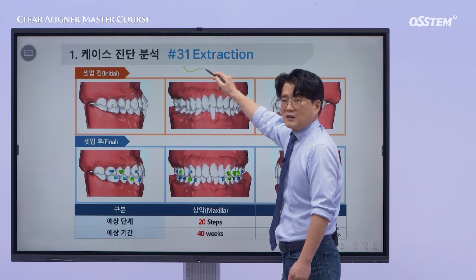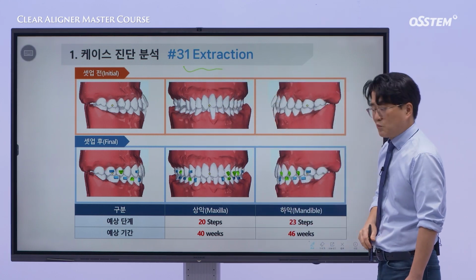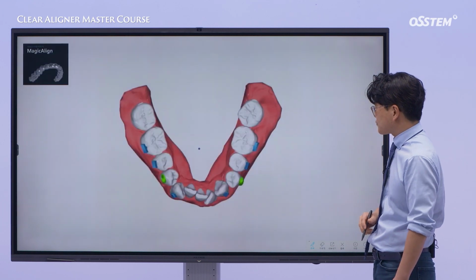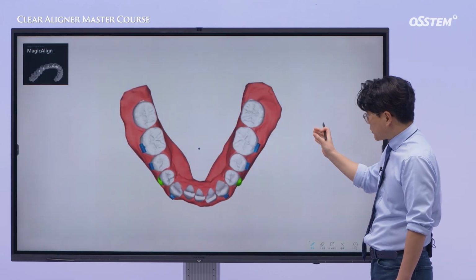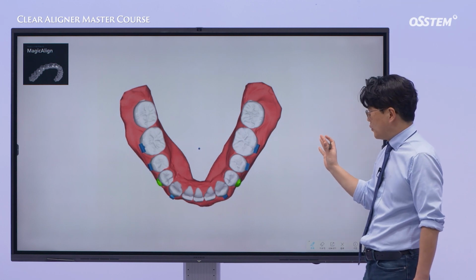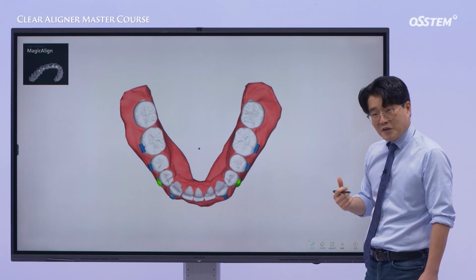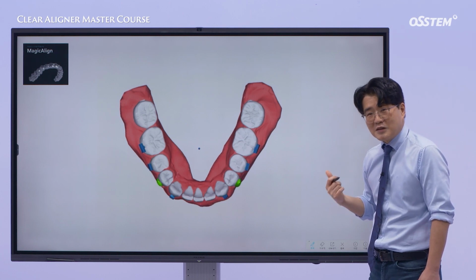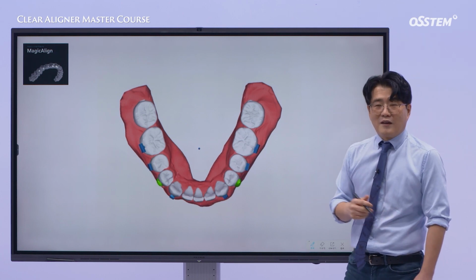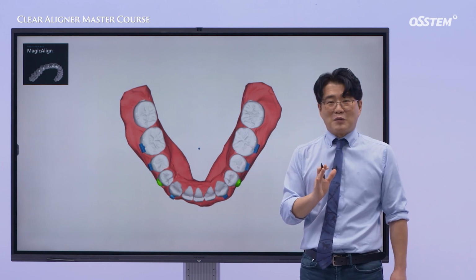With extraction of tooth number 31, this is the diagnostic setup. As you can see, molar rotation was partially corrected, posterior crowding was slightly relieved, and with a small amount of IPR, simple alignment and leveling were possible. This approach was not chosen simply because it looks easier.